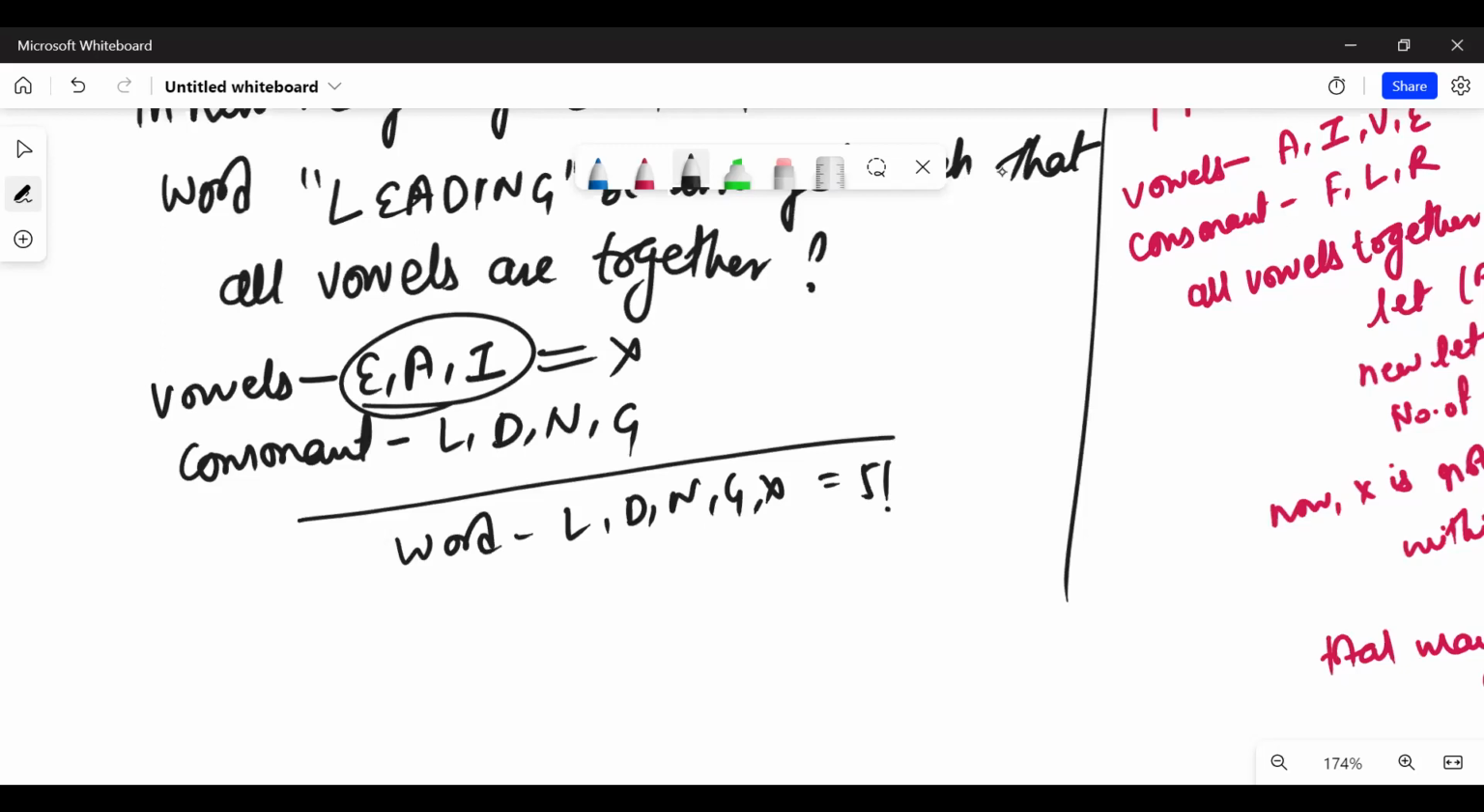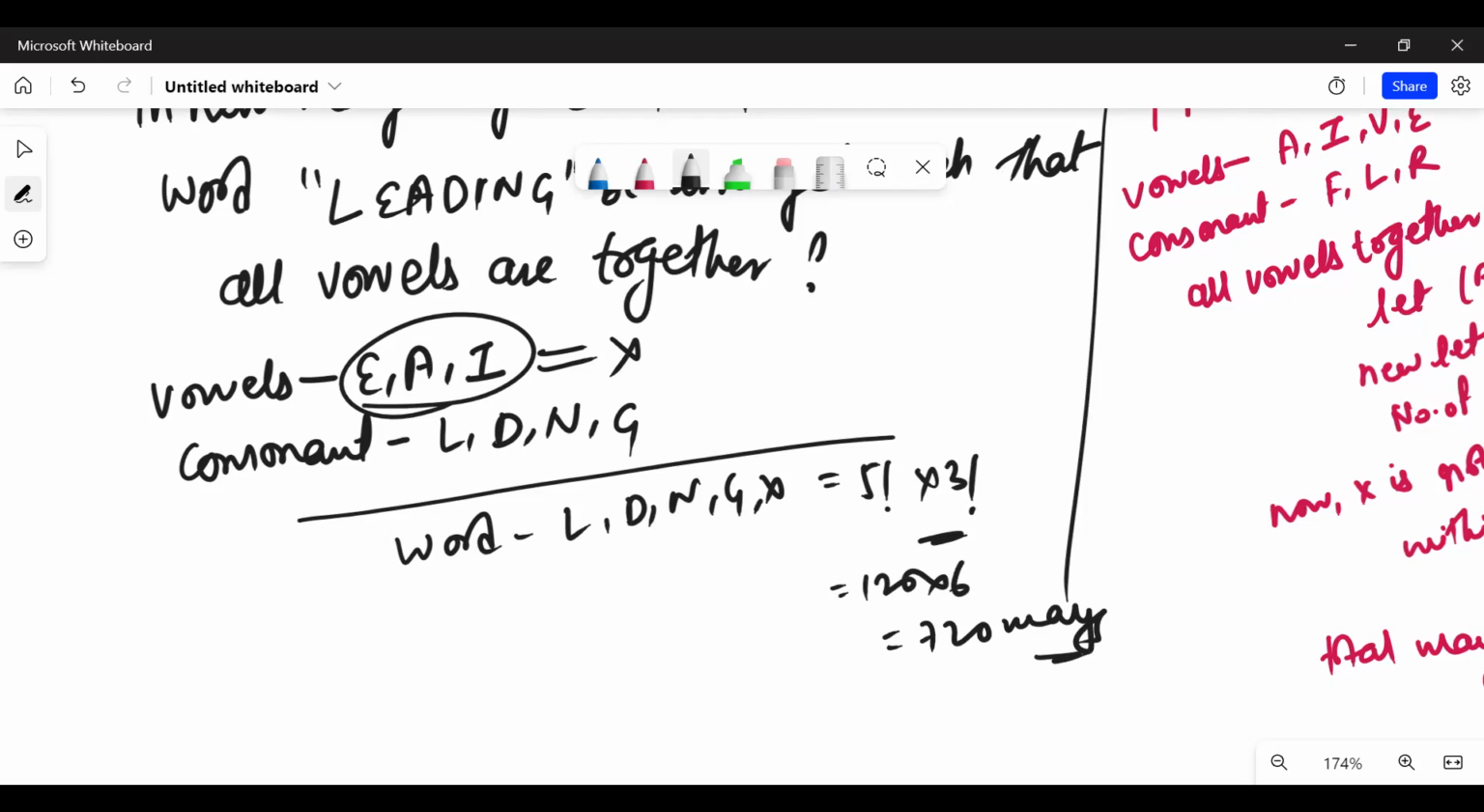But X is not an X. It is basically a 3-letter word. So these 3 letters I can change their place in 3 factorial ways. This would be 120 into 6, 720 ways. Clear everyone?